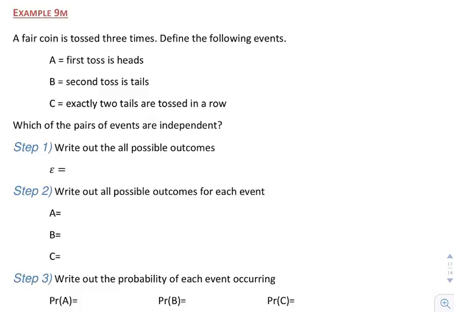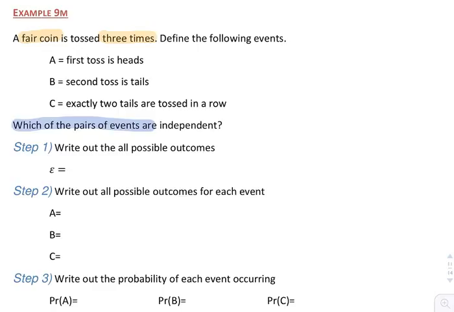Example 9M. A fair coin is tossed 3 times and we're asked to define the following events. A is the first toss is heads, B is the second toss is tails, and C is that exactly 2 tails are tossed in a row. In a row is important, we'll get to that a little bit later. The question that we're actually asked though is which of the pairs of events are independent?